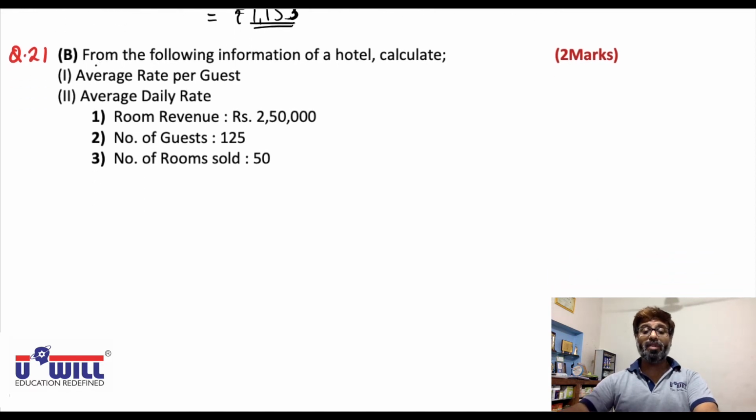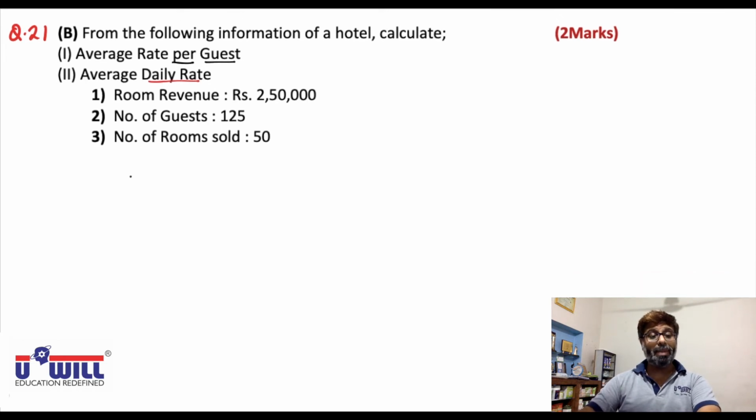Look at question 21b. From the following information of a hotel, calculate average rate per guest and average daily rate. Rooms revenue is given, number of guests are given, number of rooms sold are given. Direct formulas are to be applied. Because what is the formula of average rate per guest? Room revenue divided by number of guests. Both are available. And what is the formula of average daily rate? Room revenue divided by number of rooms sold. Both are available. So straight away we have to apply the formulas.